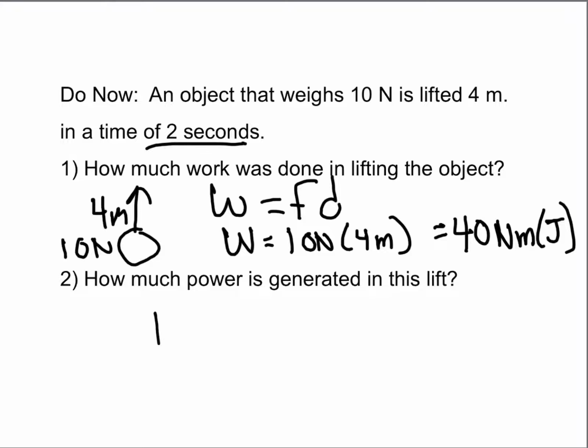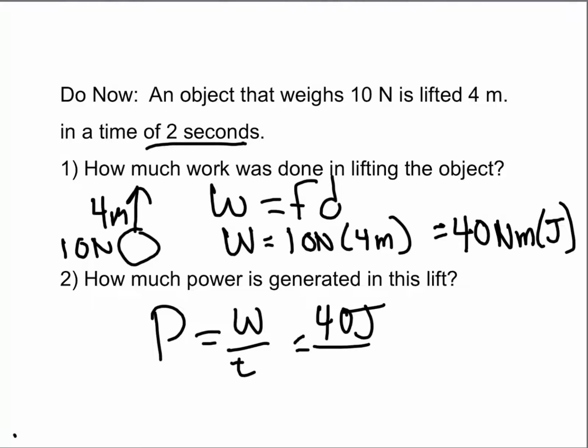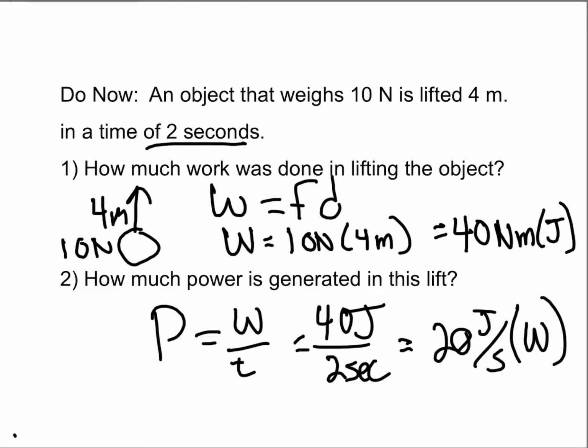Now, power, if you remember, power is work per unit time. So this is going to be 40 joules per, and it says 2 seconds. So this is going to be 20 joules per second, or hopefully you remember, that would be watts. Okay, so simple enough. This is a nice, easy review question of mechanics. Hopefully you remember all that.